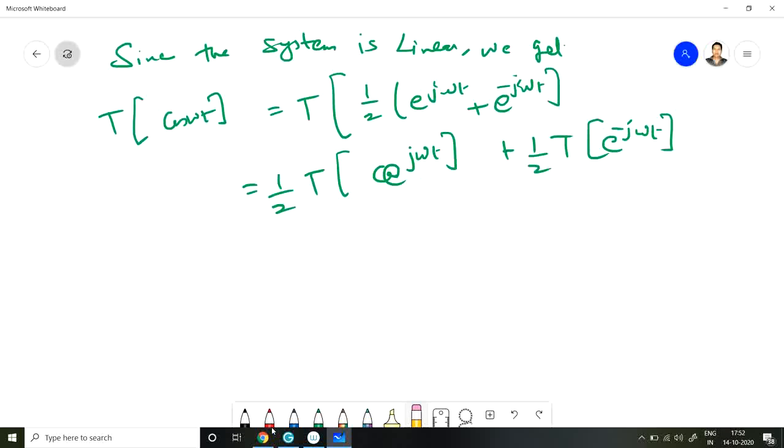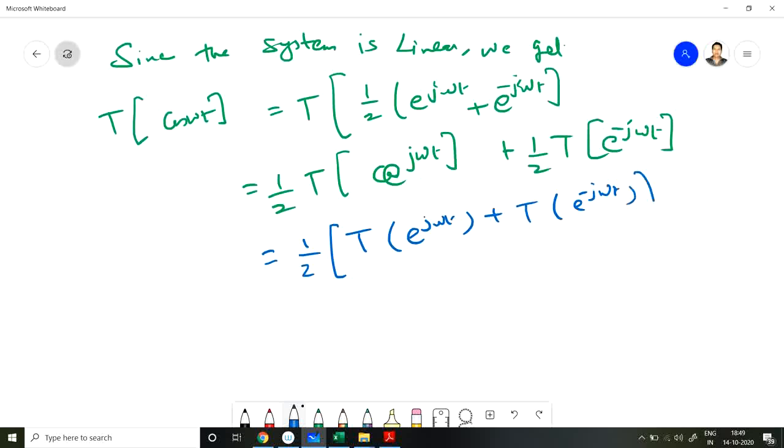Let us write it again. So we can write it as 1 by 2. We can put all these things inside. So we have e raised to the power j omega t plus, that is the system. Inside that we are applying the input e raised to the power minus j omega t. So it is nothing but H(j omega) cos omega t. So this is H(j omega) cos omega t.